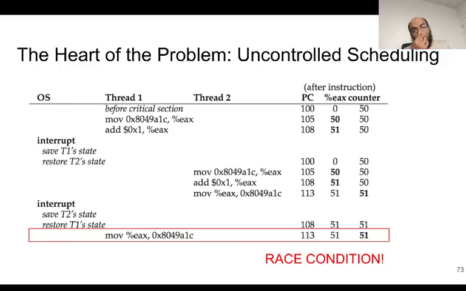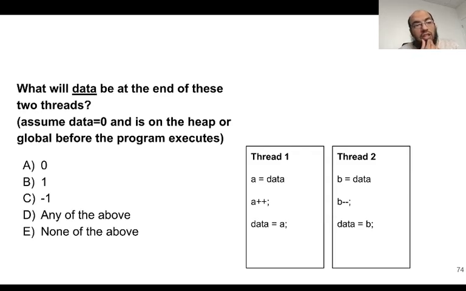Okay, so let us together think about this question. What will data be at the end of these 2 threads? Assume that data is 0 and is on the heap or global before the program executes.